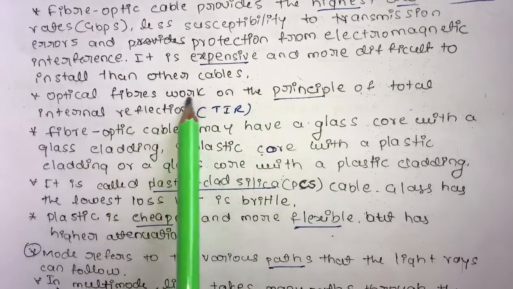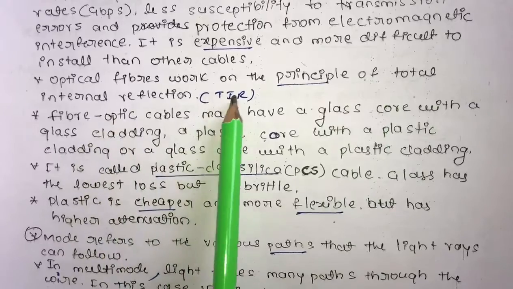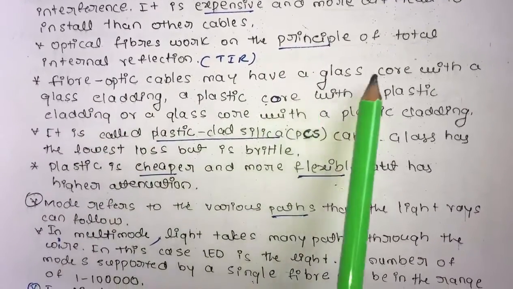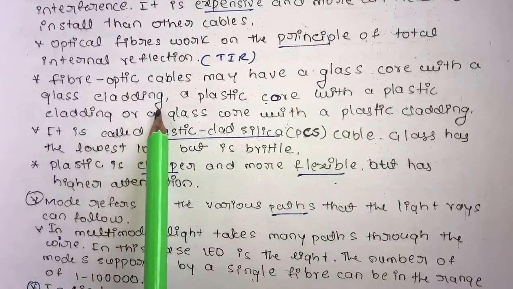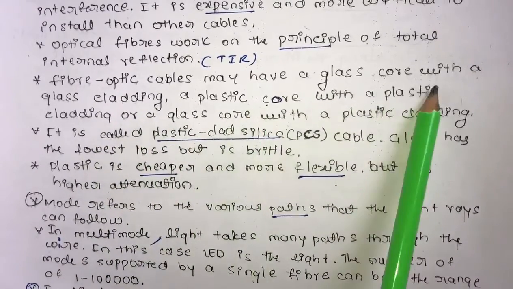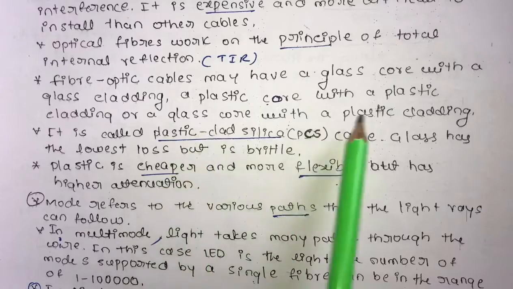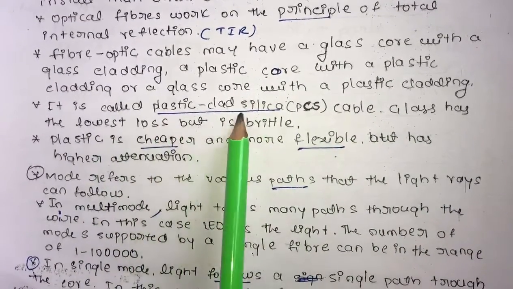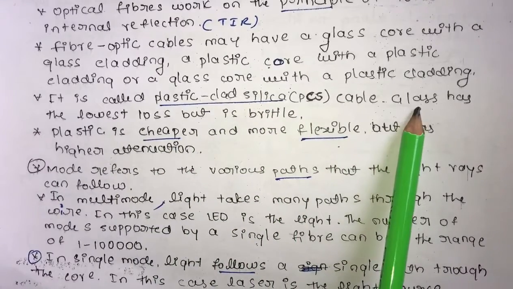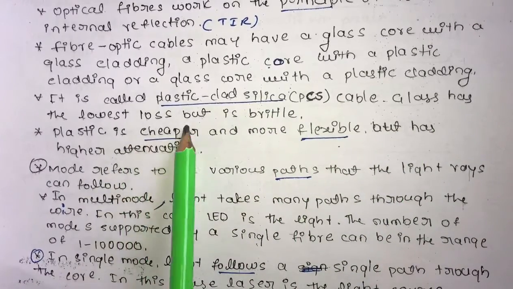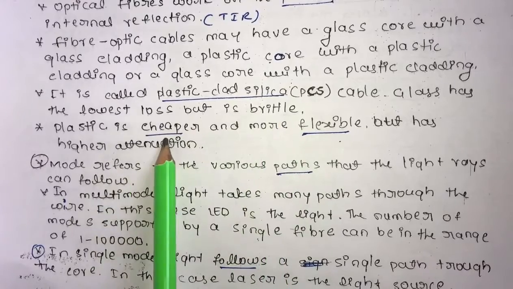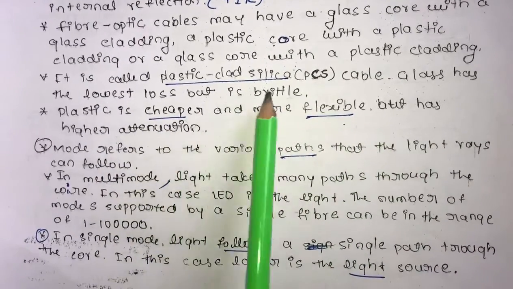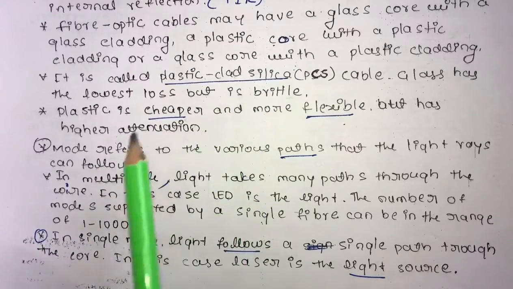These fiber cables work on the principle of TIR, total internal reflection, and these fiber optic cables may have a glass core with a glass cladding, or a plastic core with a plastic cladding, or a glass core with a plastic cladding, that is a mixture, and it is called PCS, plastic clad silicon, because glass has the lowest loss but is very brittle, and plastic is much cheaper and more flexible but has high attenuation. So we have plastic clad glass, PCS.